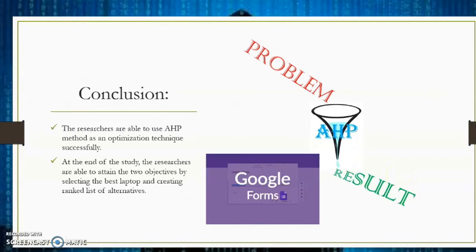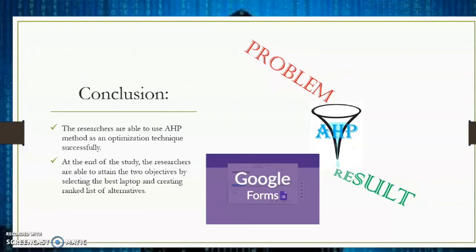In conclusion, the researchers were able to use the AHP method as an optimization technique successfully. At the end of the study, the researchers were able to attain the two objectives by selecting the best laptop and creating a rank list of alternatives.